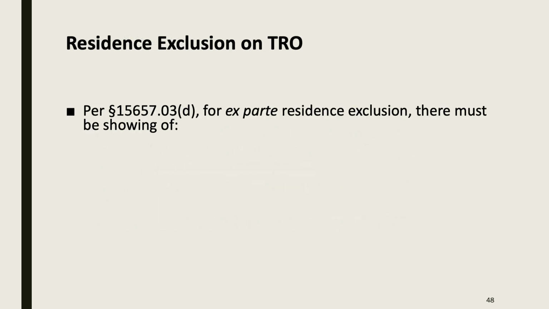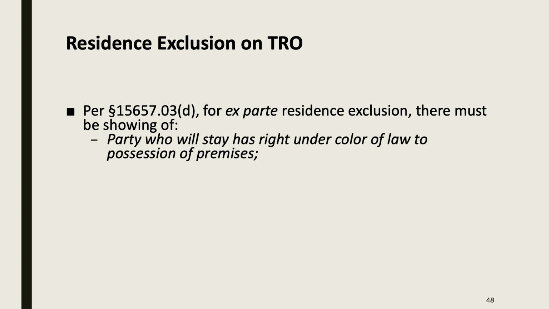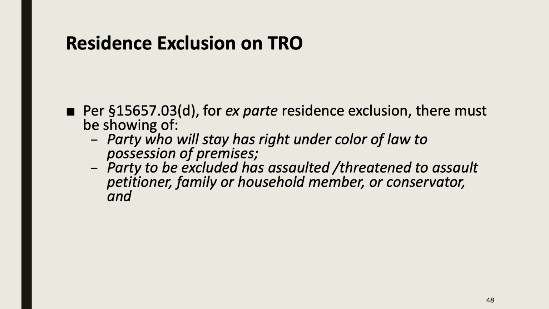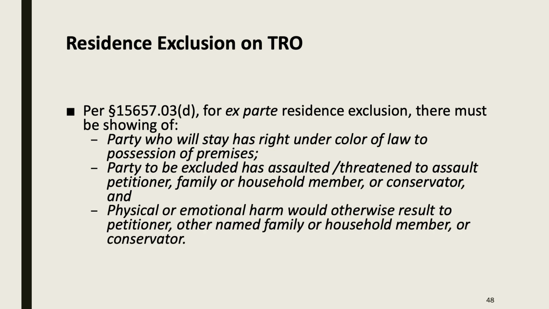The residence exclusion on the temporary restraining order: in order for an ex parte residence exclusion, there has to be a showing that the party who will stay in the residence has the right under color of law to the possession of the premises, and that the party to be excluded has assaulted or threatened to assault the petitioner, the family or household member, or the conservator, and that physical or emotional harm would otherwise result to the petitioner or other named family member or household member or conservator.